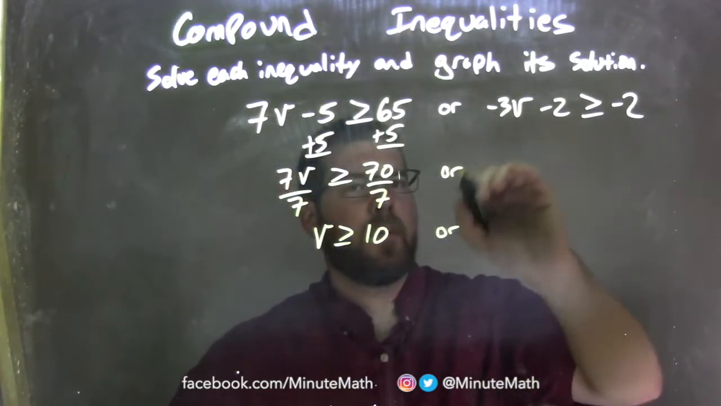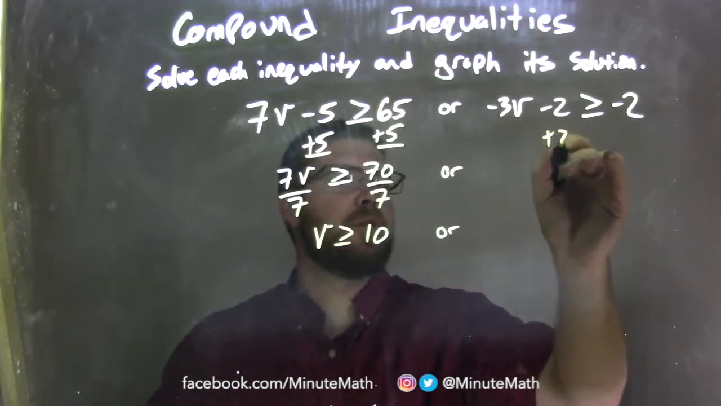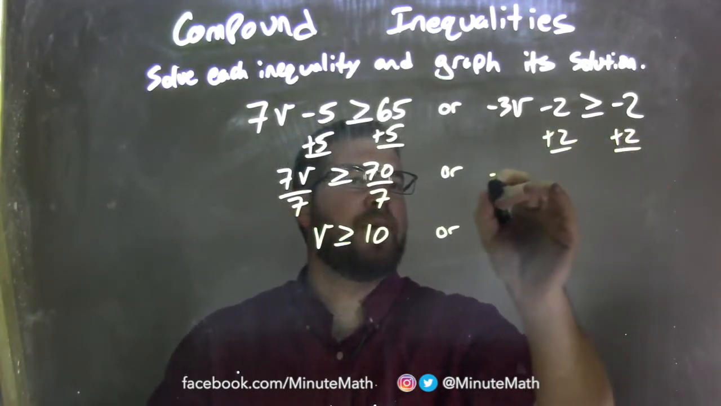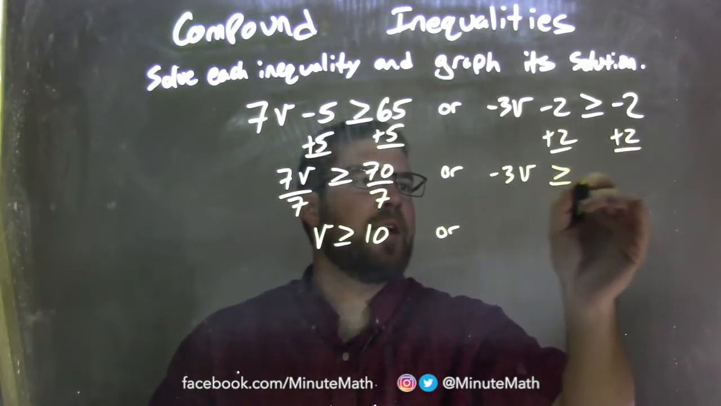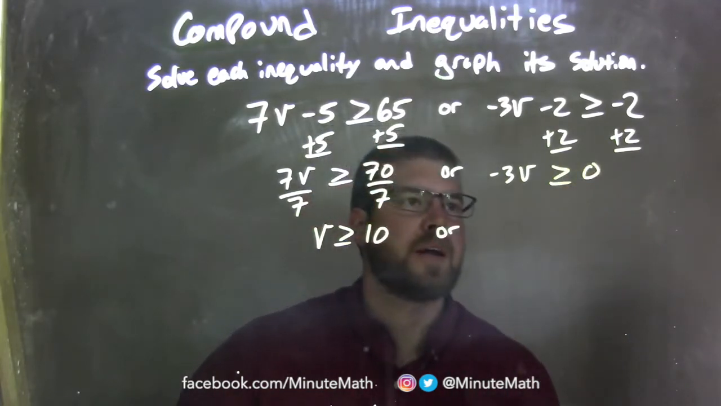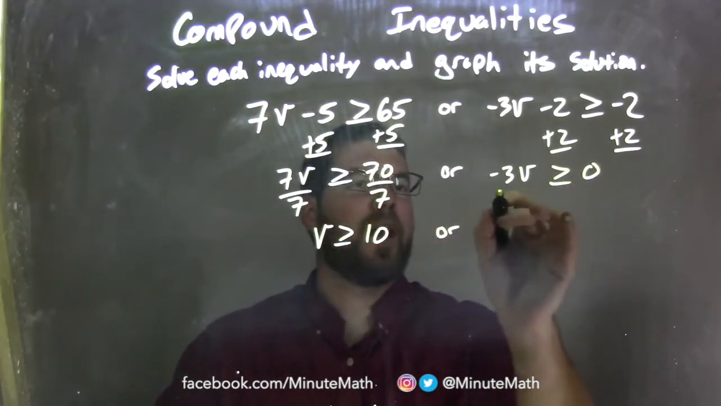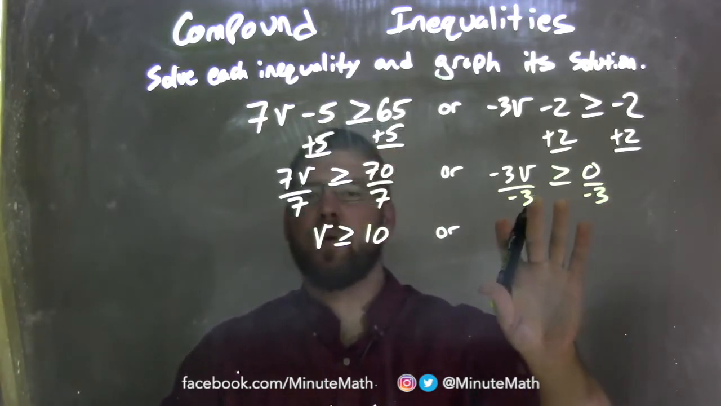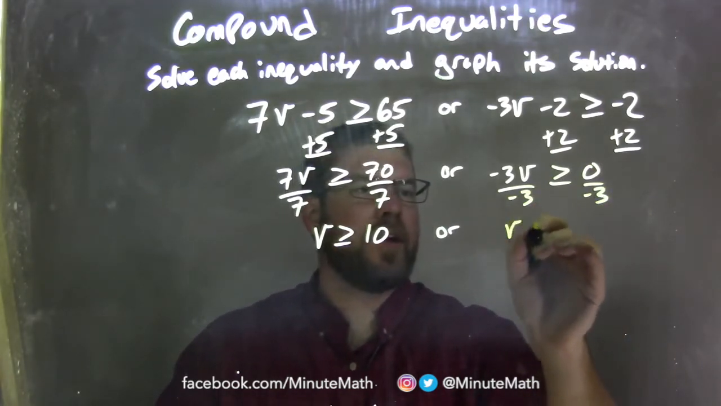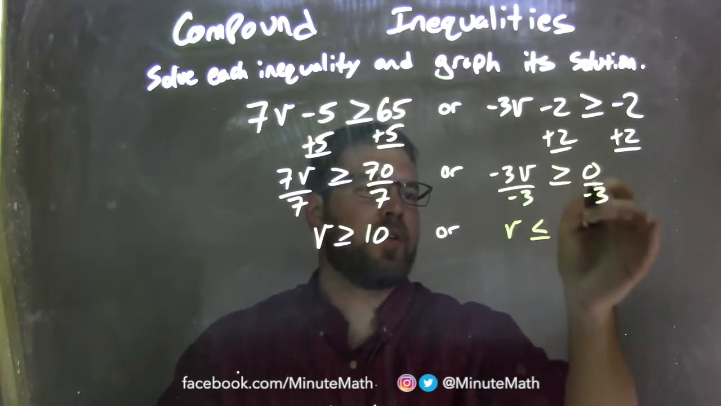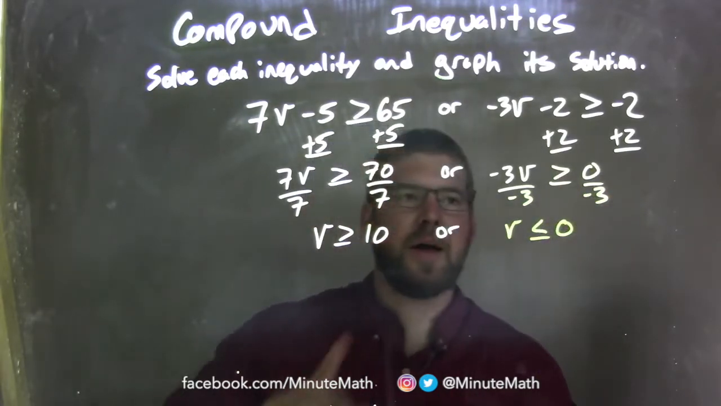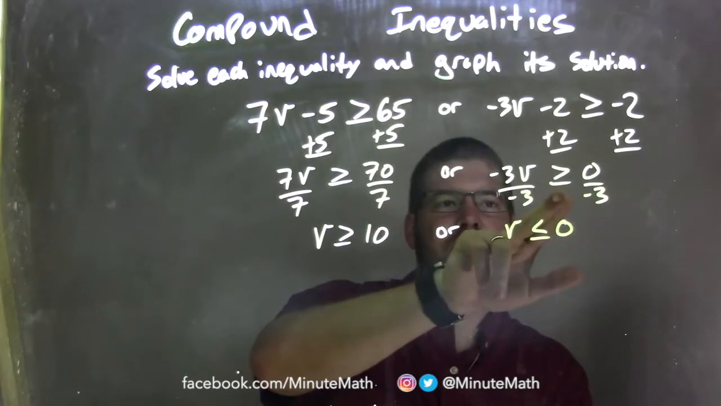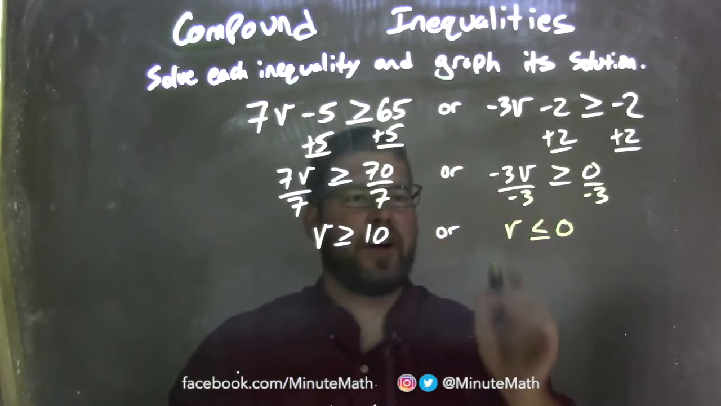So this one here, I'm going to solve it again. I'm going to add a 2 to both sides, leaving me -3v is greater than or equal to 0. Okay, -2 plus 2 is 0. Then I'm going to divide by -3, and since I'm dividing by a negative, the inequality flips. So we're left with v is less than or equal to 0 divided by -3, which is 0. Okay? Important right there, right? Greater than or equal to turns into a less than or equal to, because we divided by a negative.